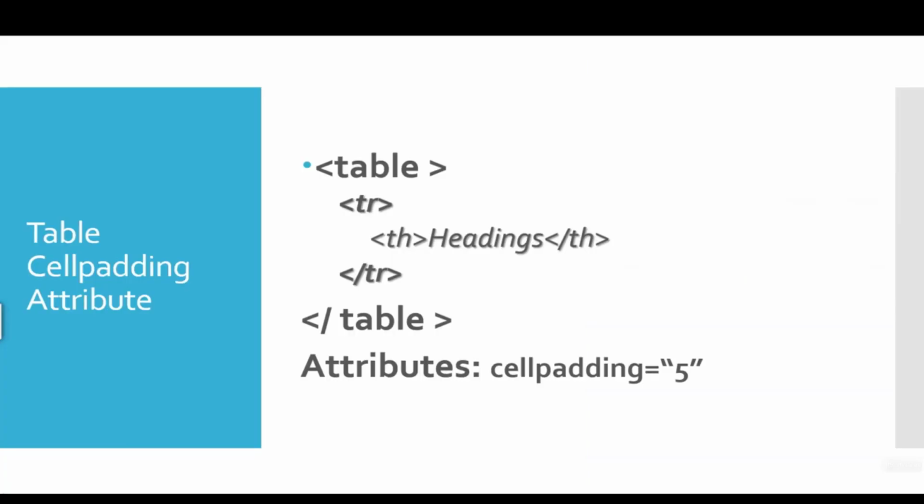The next attribute we have is cell padding. Cell spacing means each cell has external space between each other, and cell padding means the text inside the cell has spacing inside the cell. So let's see how it works.